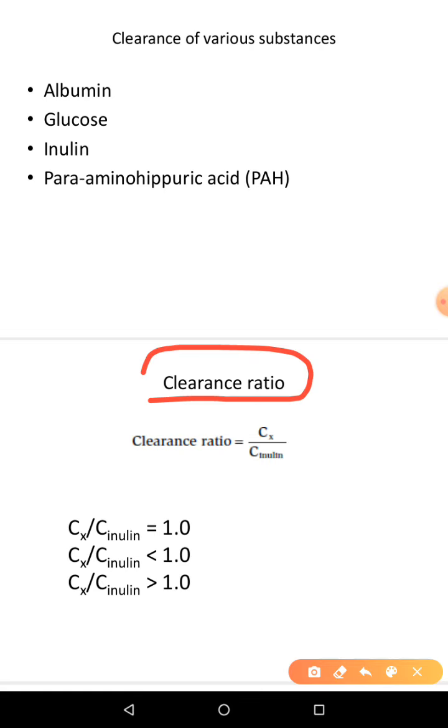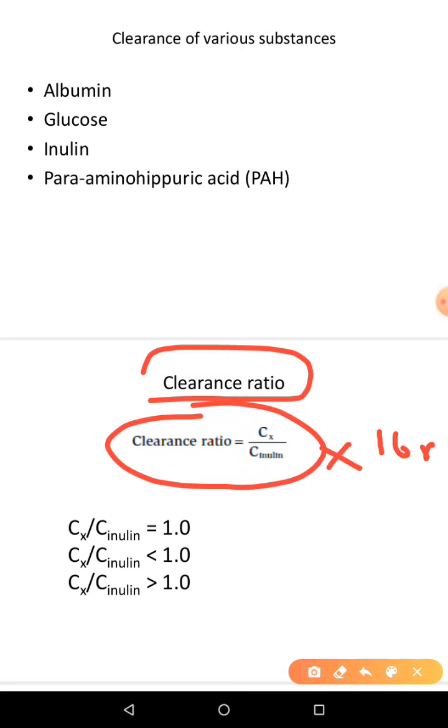So the clearance of any substance can be compared with the clearance of what? Inulin. And this can be expressed in what we call the clearance ratio. This is what we are talking about, the clearance ratio. If you want, you can multiply by 100% to convert the ratio into a percentage.